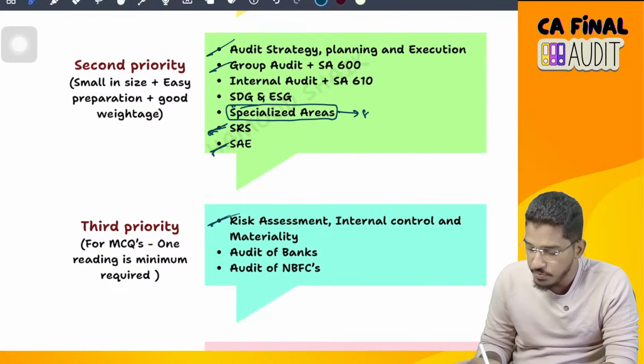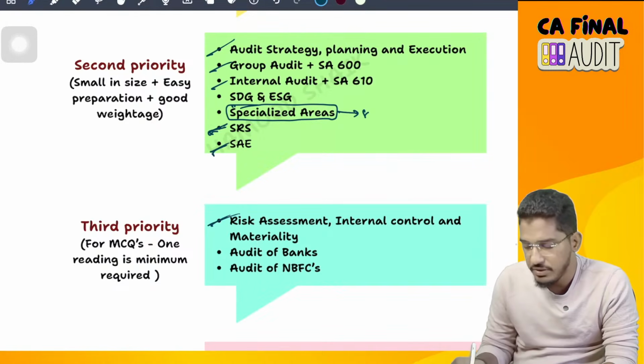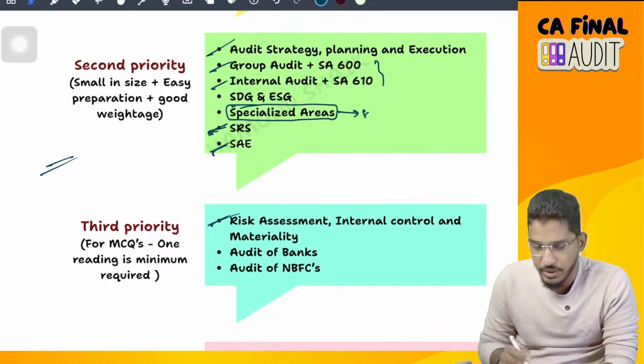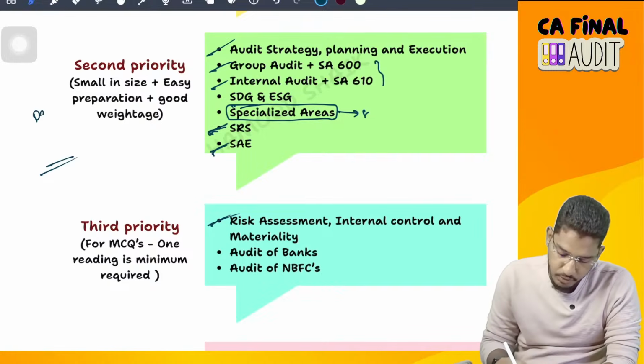Then after that, group audit and internal audit. If time permits, we will try to cover both, or if time does not permit, at least one of them, either group audit or internal audit. And with that, today's session will come to an end, so day 4 will come to an end.